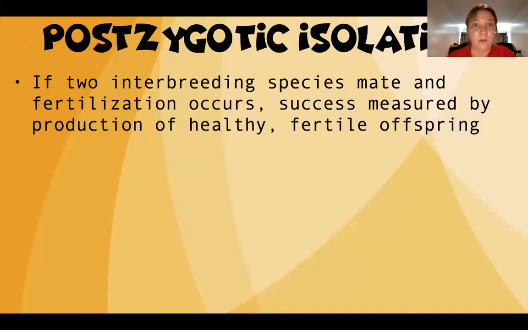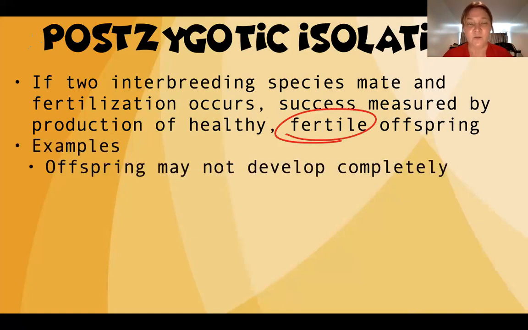And finally, we have post-zygotic isolation. If two interbreeding species mate and fertilization occurs, the success of that mating is measured by the production of healthy, and here's the big key, fertile offspring. So an example, if you do have two different species that successfully mate and fertilization occurs, especially just thinking about the number of chromosomes, because each species has a specific set number of chromosomes.